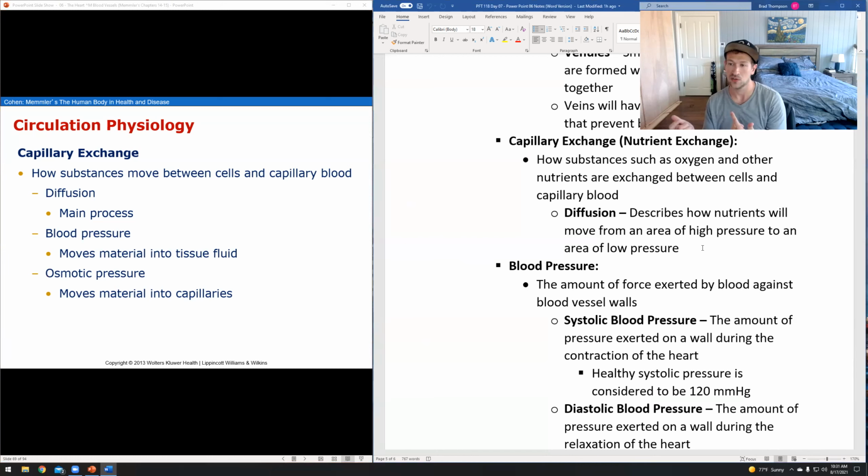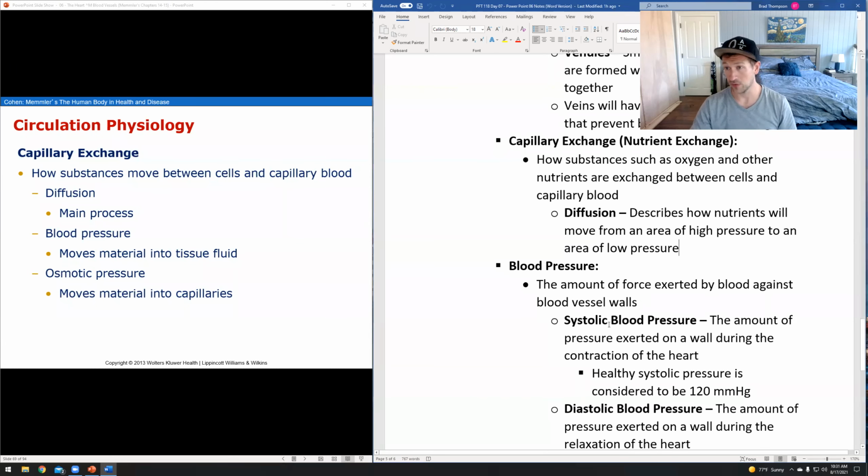Meanwhile, the exact opposite is true of CO2. There's very little CO2 in the blood, but there's a lot of CO2 in the tissue, so that CO2 moves into the blood, and then that blood cell travels to the heart, and then travels to the lungs, and at the lungs there's a lot of oxygen and very little CO2, so the CO2 moves out of the blood cell, and that whole process repeats.